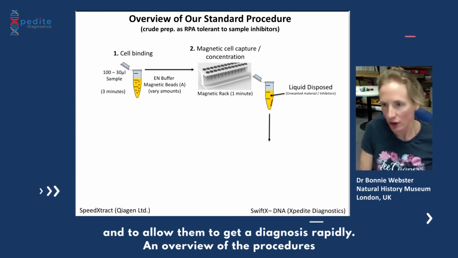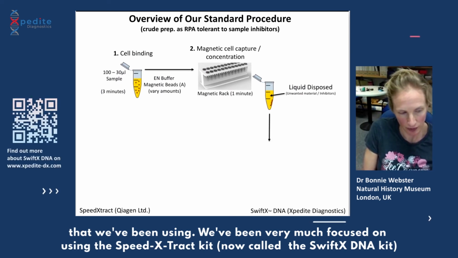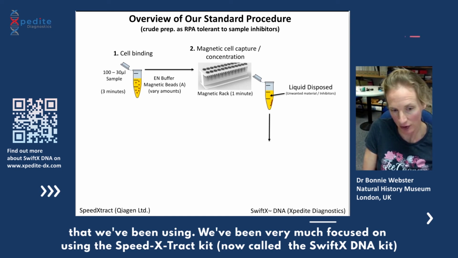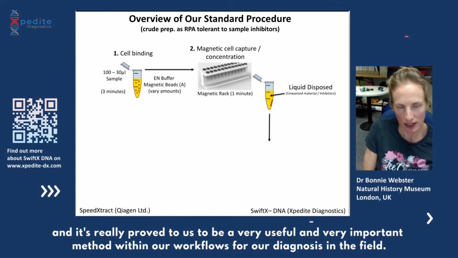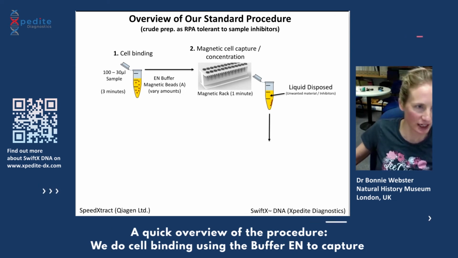So just an overview of the procedures that we've been using. We've been very much focused on using what we call the SpeedXtract Kit, or now the Swift DNA Kit. And it's really proved to us a very useful and very important method within our workflows for our diagnosis in the field. So just a quick overview of the procedure.